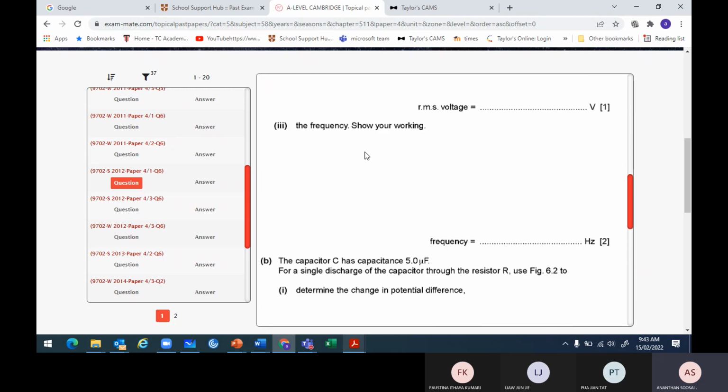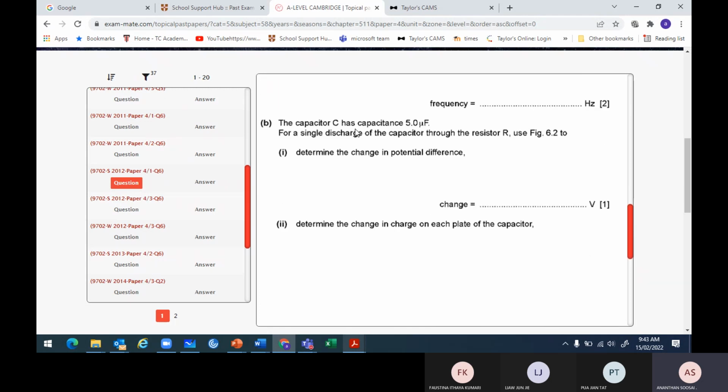Okay, easy mark. Then B, the capacitor is 5 microfarad, looks different. The single diode, the capacitor discharges through R. Determine the change in potential difference. Capacitance is 5 microfarad. So how do you find the change in potential difference? This is different. What is the change in potential difference?